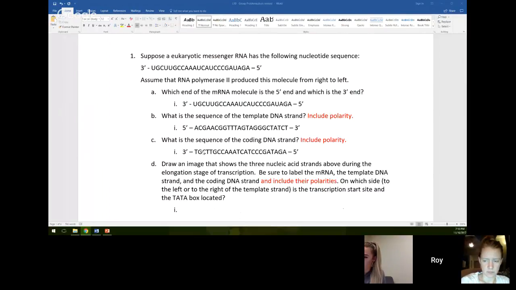And then, what is the sequence of the coding DNA strand? And so you're just going to go through with the DNA nucleotides, and it's going to be 3', T, G, C, T, T, G, C, C, A, A, A, T, G, C, A, T, C, C, C, G, A, T, A, G, A, 5'. And then it asks you to draw basically everything that's happening in transcription.